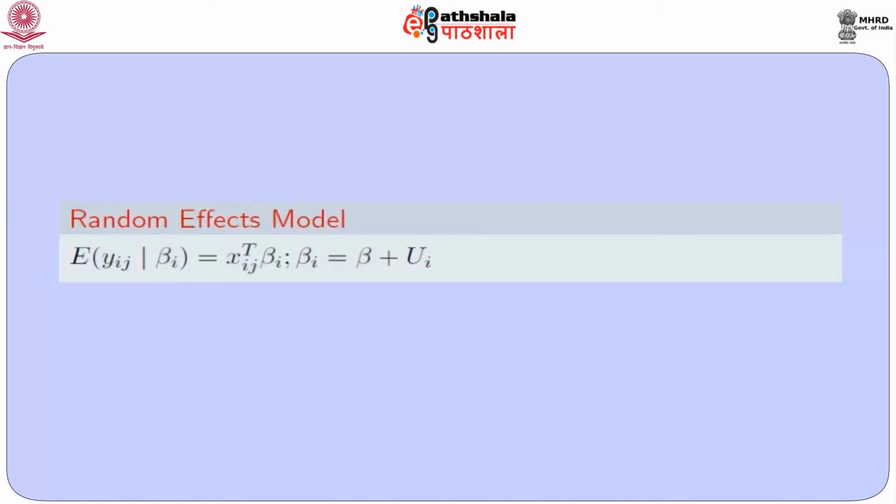The second is the random effects model. In the random effects model, every individual is modeled, and the parameters are individual specific. So the parameters are again modeled in a second level. Here, as you can see, Yij given beta i is Xij transpose beta i, and then beta i is modeled as beta plus Ui.